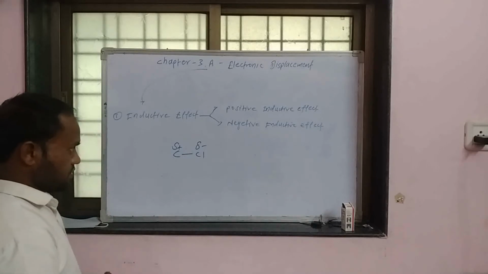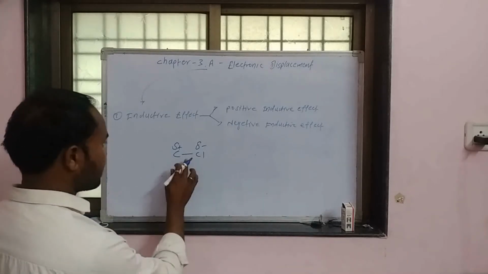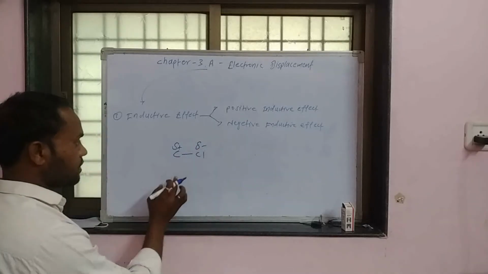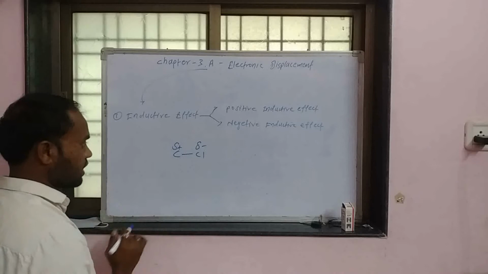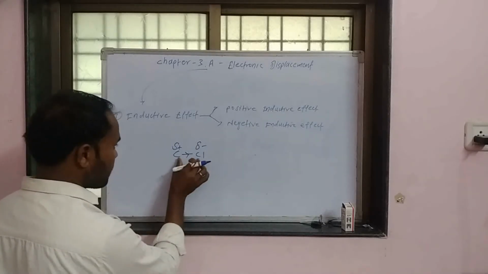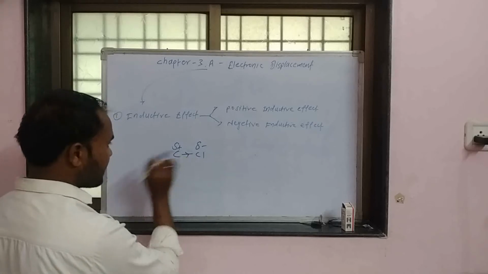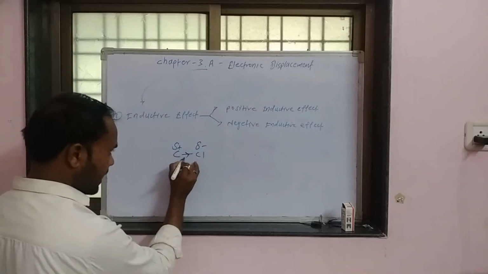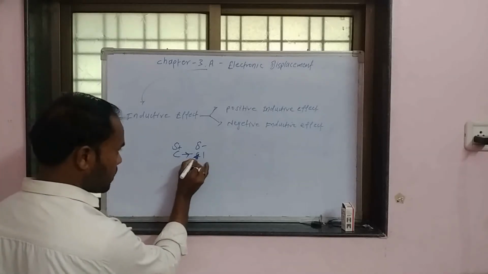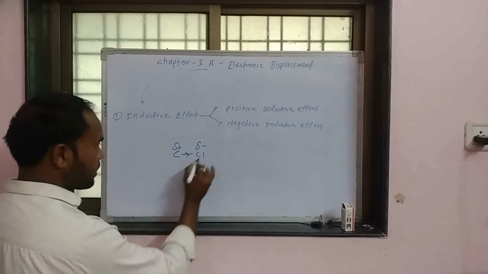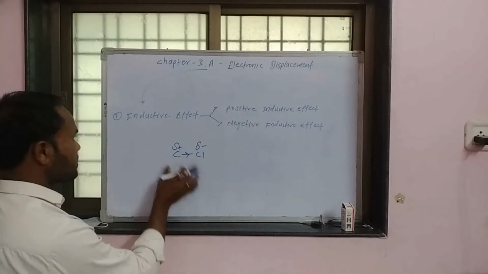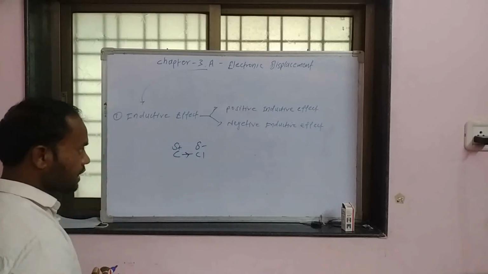The structure indicates the relative charge on the two atoms, negative and positive. The arrowhead placed in the middle of the bond indicates the direction in which the electrons are displaced, toward the chlorine atom. Chlorine is a more electronegative atom than the carbon atom. This is the inductive effect.